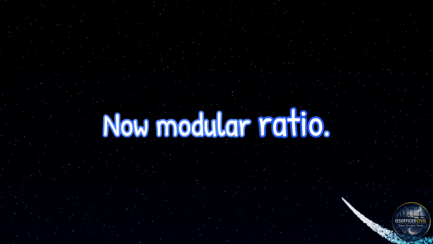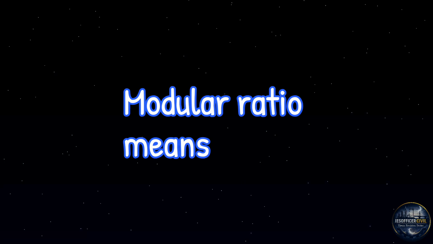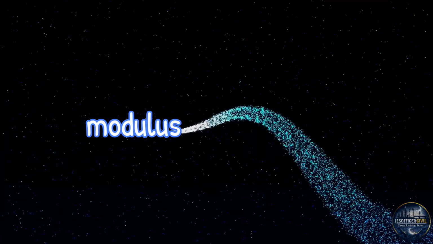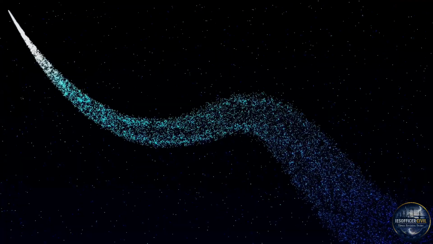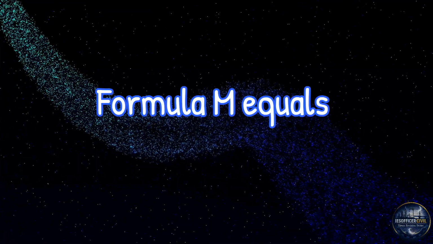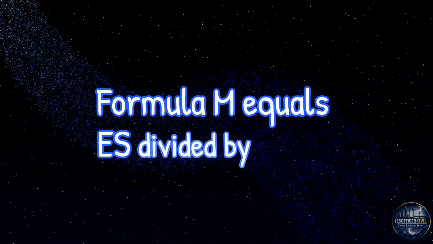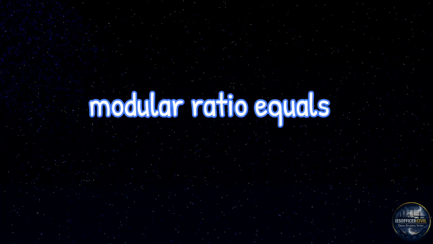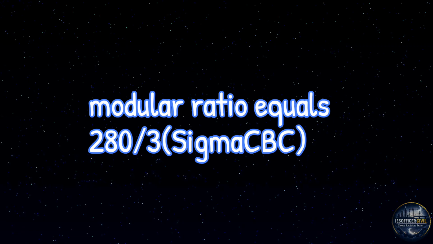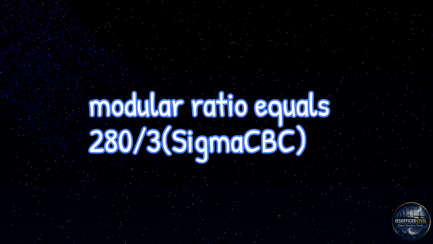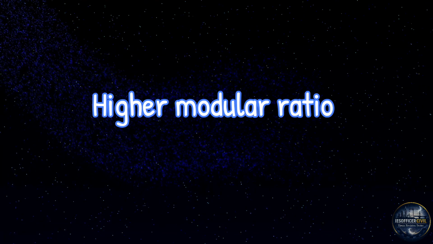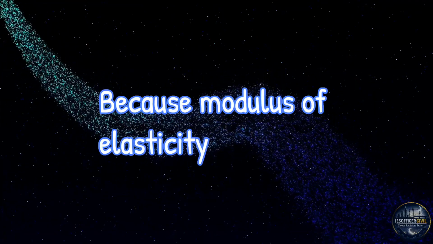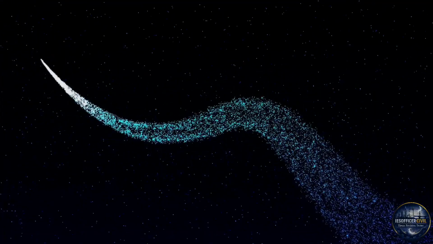Now modular ratio. Modular ratio means ratio of modulus of elasticity of steel to modulus of elasticity of concrete. Formula: m equals Es divided by Ec. According to IS code, modular ratio equals 280 divided by 3 sigma cbc. Higher modular ratio means lower grade concrete, because modulus of elasticity of concrete decreases.